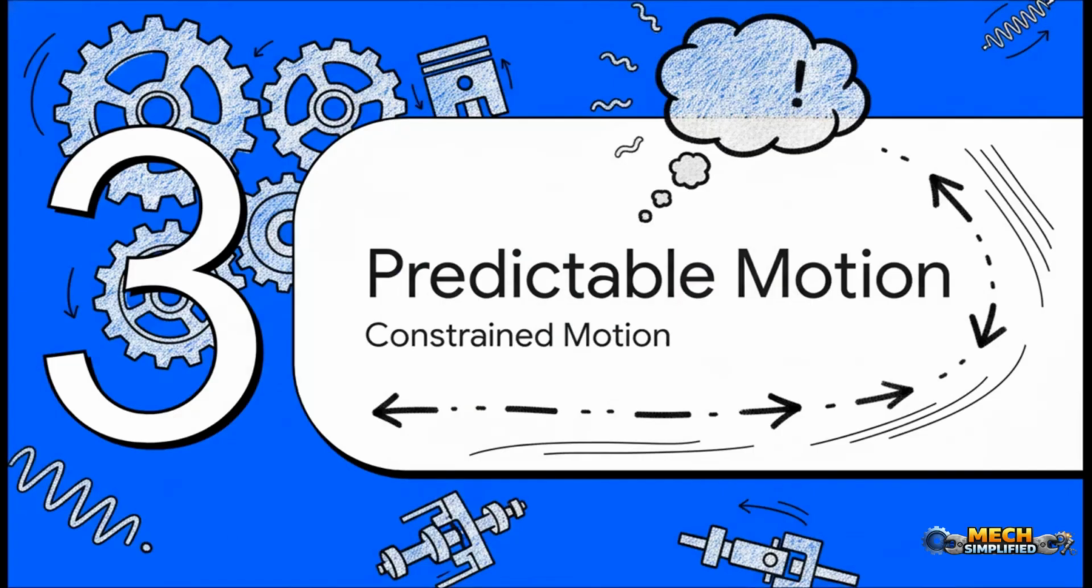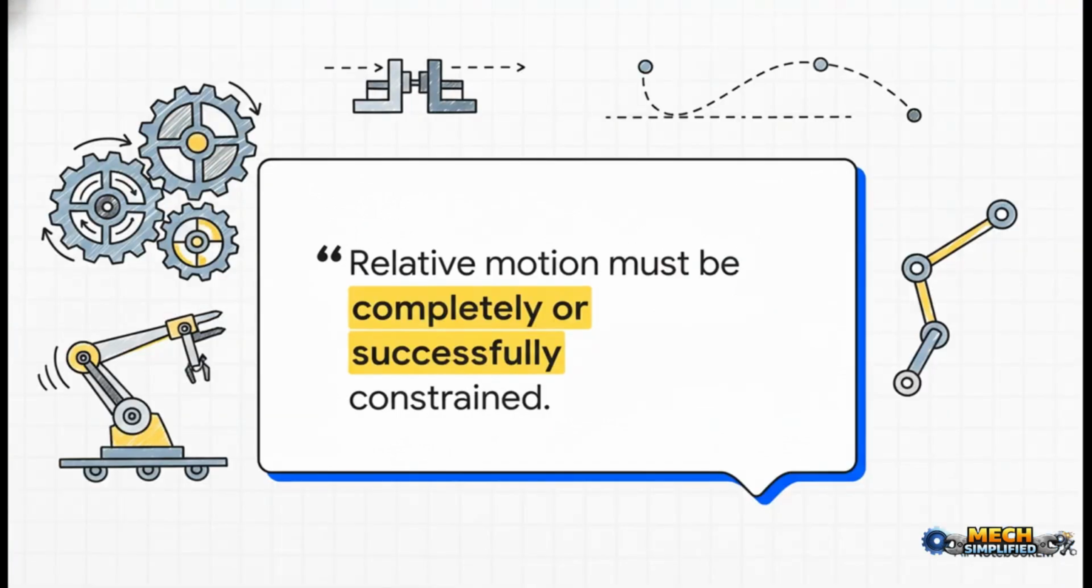And that word, constrained, brings us right to our third section. And honestly, this is the big aha moment in all of machine design, making motion predictable. This is the absolutely crucial step where engineers take what could be random movement and turn it into useful, repeatable work. Because at the end of the day, that's the whole game.